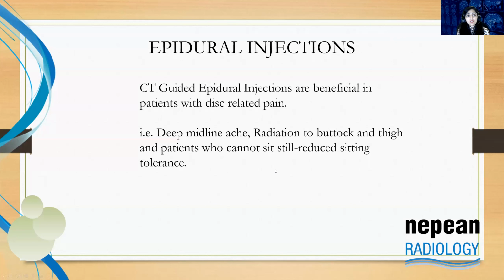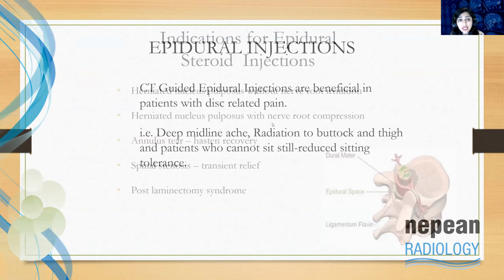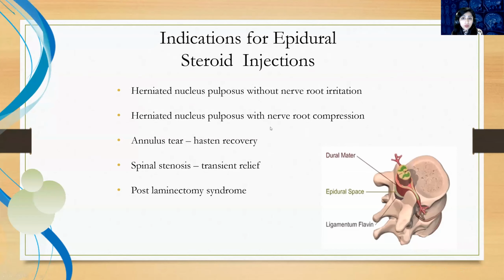So the next thing is epidural injections. CT-guided epidural injections are beneficial in patients with disc-related pain and deep midline ache, radiation to buttocks and thighs, and patients who cannot sit still, with reduced sitting tolerance. So indications are herniated nucleus pulposus without nerve root irritation, because if there is nerve root irritation, it's better to go for nerve root injection. Herniated nucleus pulposus with nerve root compression.